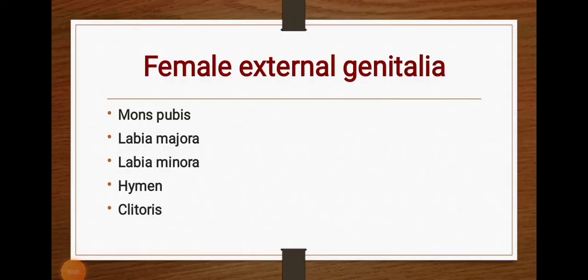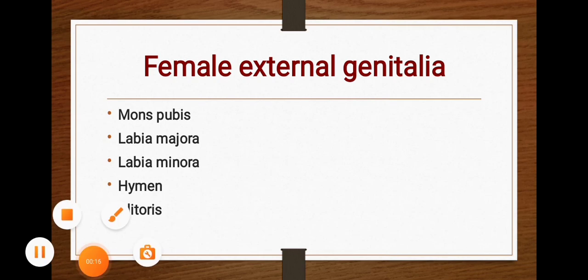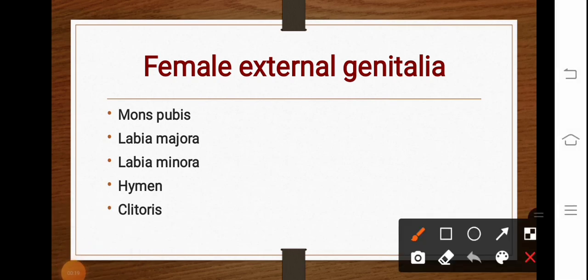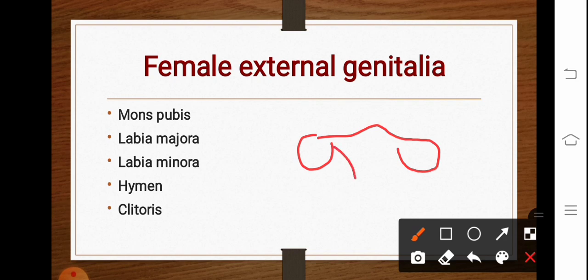So let us discuss the last part of the female reproductive system, that is, the female external genitalia. We know very well that the ovary and uterus are not included in the external genitalia. By now I think you are very clear with what is the ovary and what is the uterus, right? If you consider this as the female reproductive system, these are the ovaries and this is the uterus. These two parts are not included in the female external genitalia.